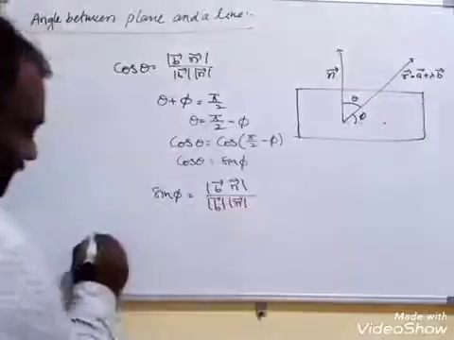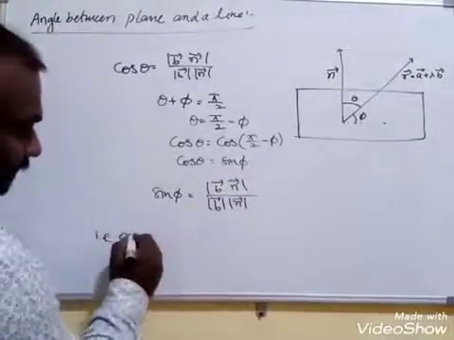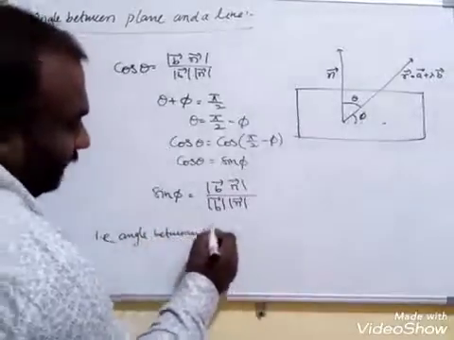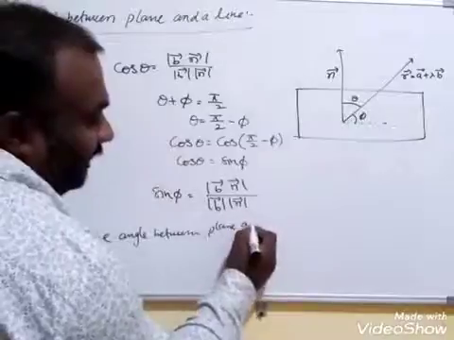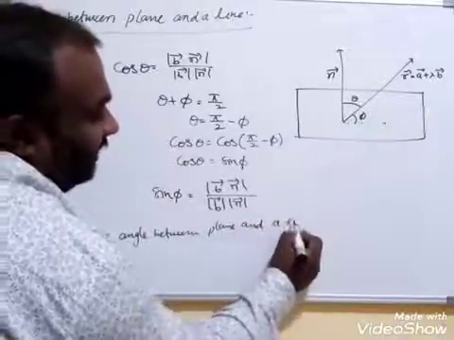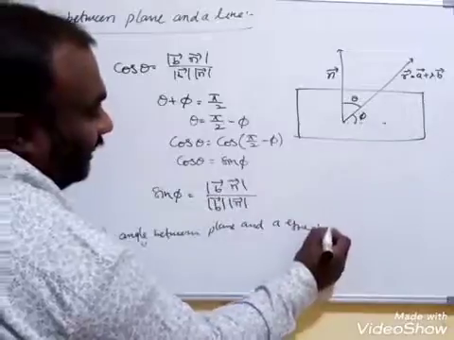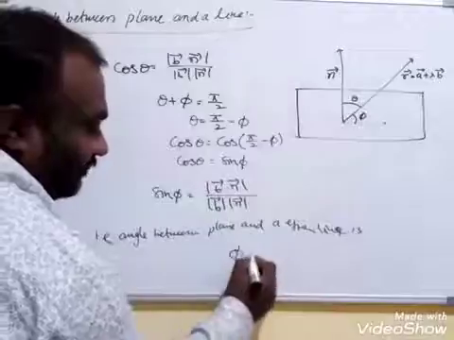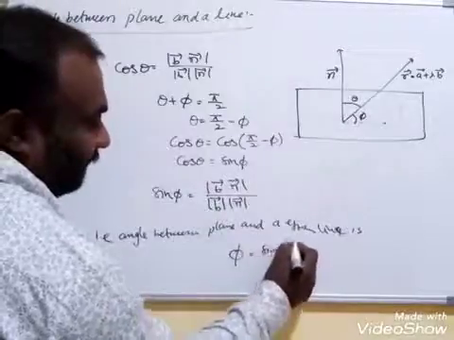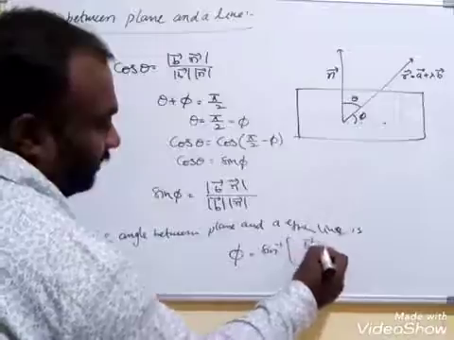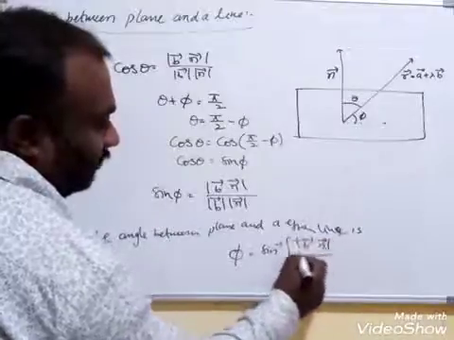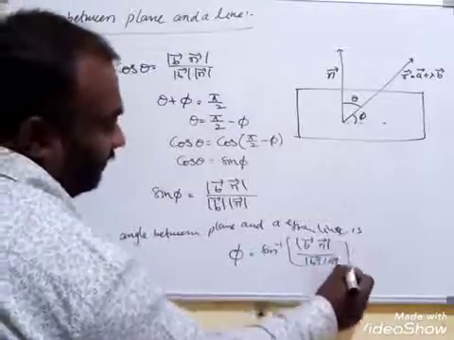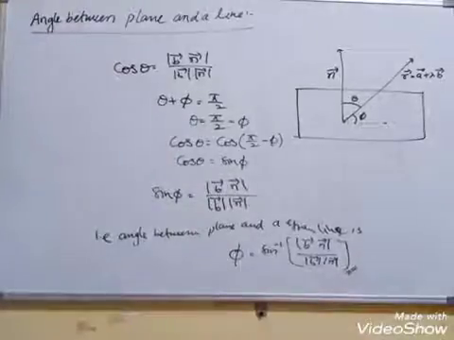That is, the angle between a plane and a given line is phi is equal to sin inverse of b bar dot n bar by modulus of b bar modulus of n bar. This is the last concept of your 3D geometry.